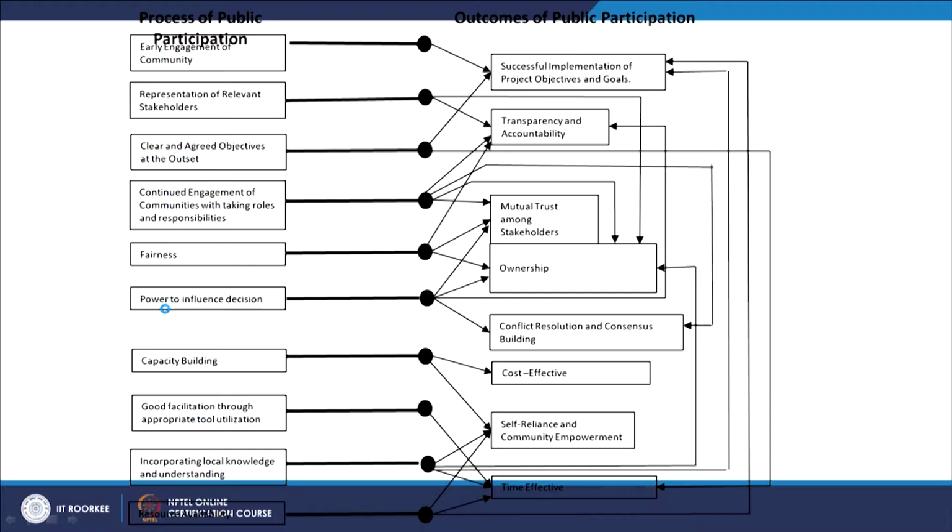On the left hand side, we have the process of public participation. On the right hand side, we have the outcomes of public participation. For the process, we may consider early engagement of the community, which means the community should be involved from the very beginning. It is not that they will suddenly be called to get involved in the construction process in a build back better situation. We should first know what the existing problem is, what the concerns and prevailing issues are.